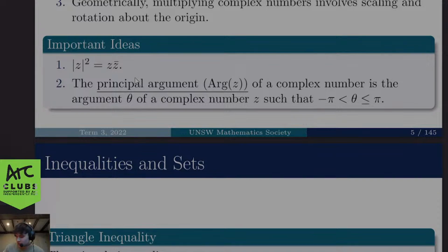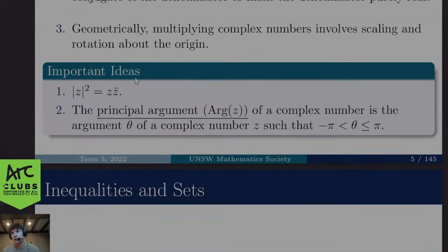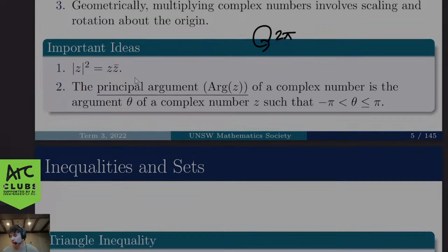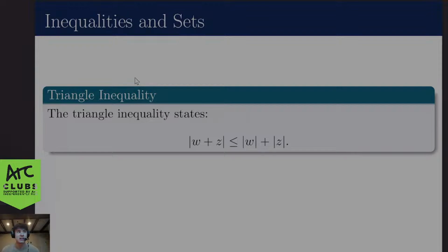Some important ideas here. This is one important identity: to get the modulus squared, we multiply a complex number with its conjugate. Then the principal argument. Remember that complex numbers can have infinitely many arguments because we can keep adding 2 pi. Our principal argument is the argument that lies in the range negative pi, not inclusive, to positive pi, inclusive.